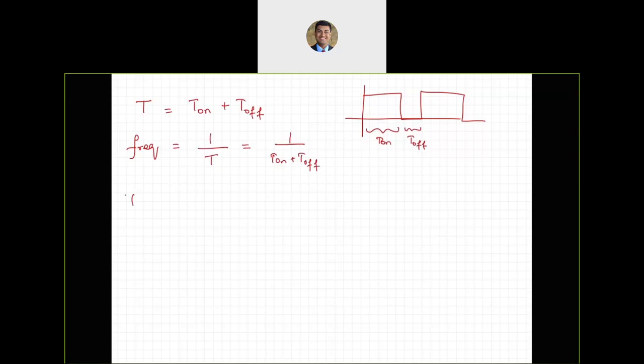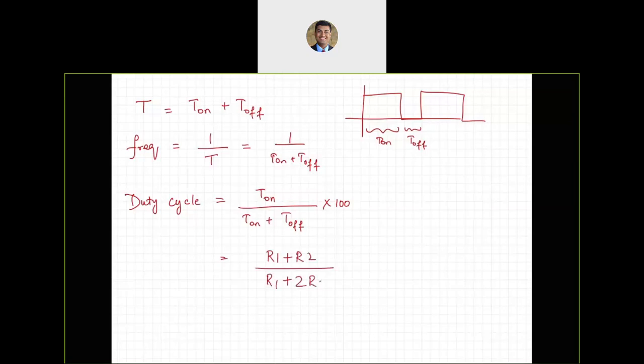How about the duty cycle? Duty cycle expressed as a percentage is the percentage of the time for which it is on. So it is going to be T on divided by T on plus T off, expressed as a percentage. And because we know the expressions for T on and T off, this will essentially simplify to R1 plus R2 divided by R1 plus 2R2, by substituting the expressions for T on and T off that we just talked about over here.